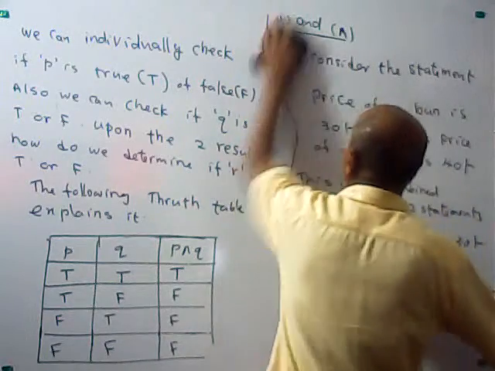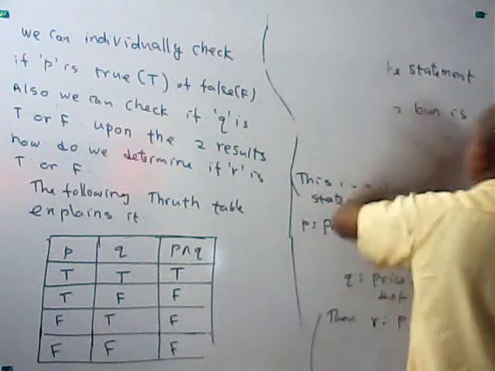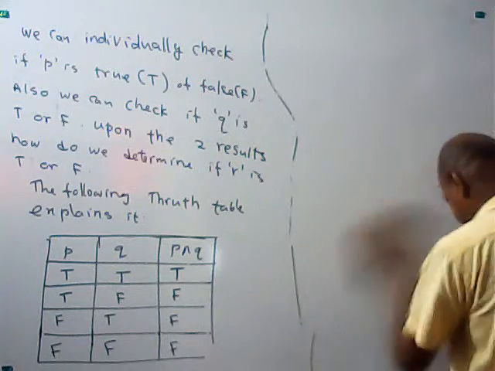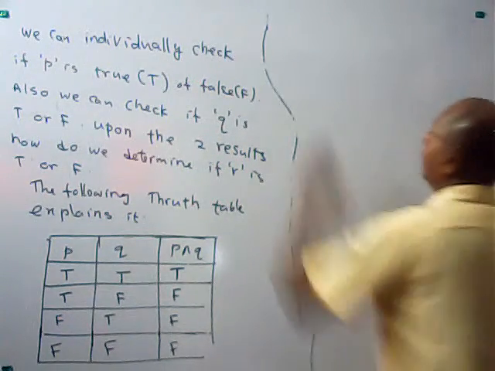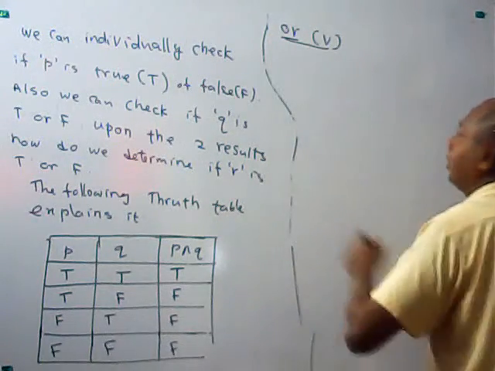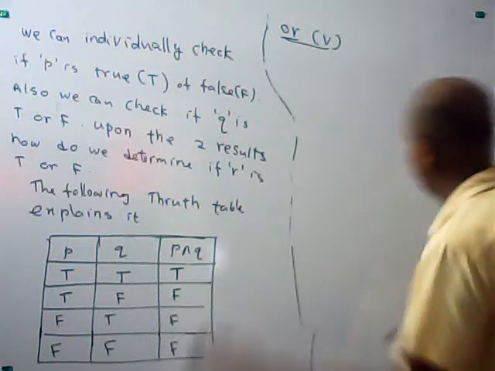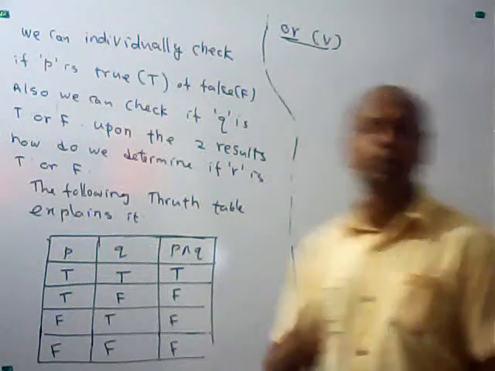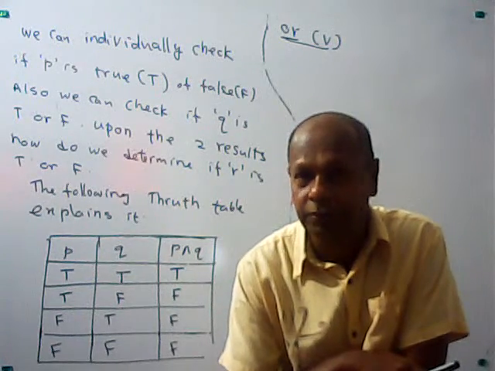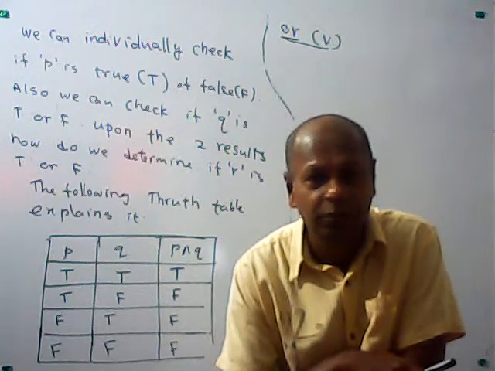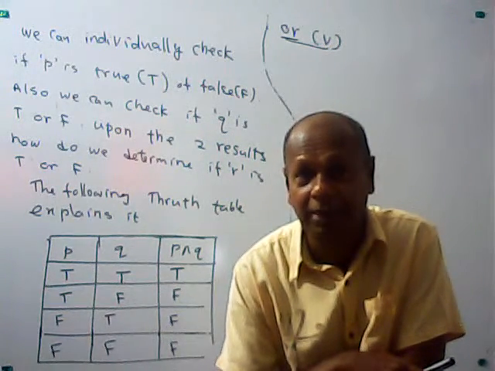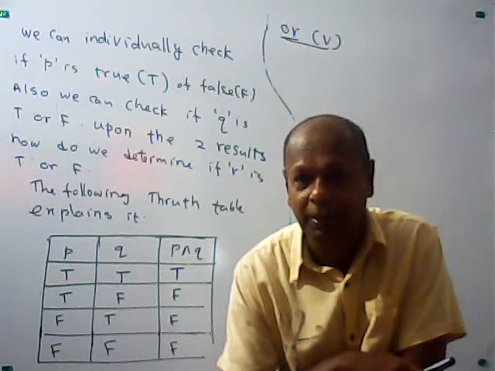We can go to the next. So let's change such a statement. This is the second connective, OR. Circular says the price of a bun is 30 rupees or the price of a patty is 40 rupees. We change the word from AND to OR. Okay.